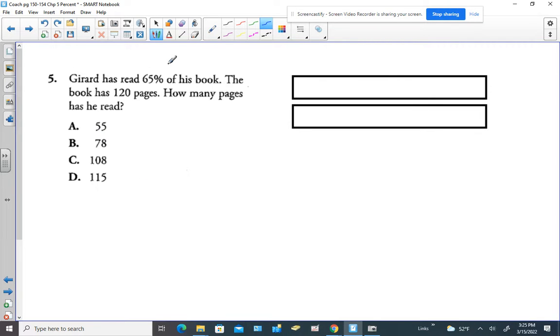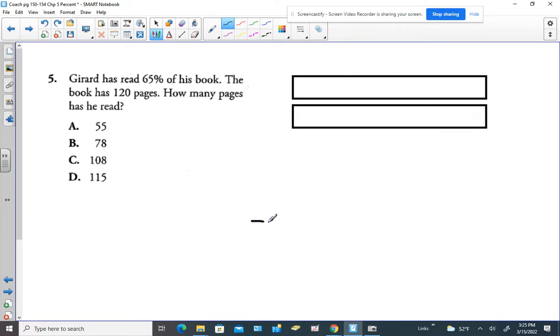Gerard has read 65% of his book. The book has 120 pages. How many pages has he read? This is pretty straightforward. It may not be necessary for some of you to do this double tape diagram to map things out. So if you're in that position, then you would want to start making a proportion.